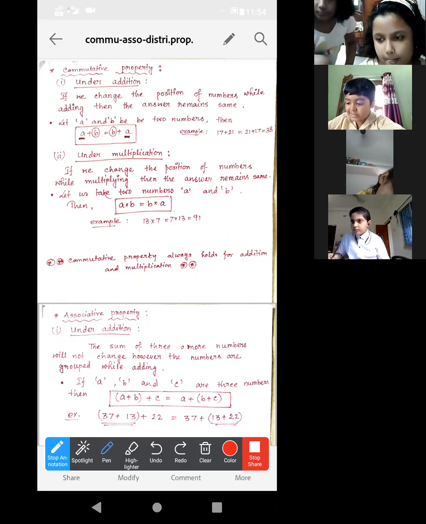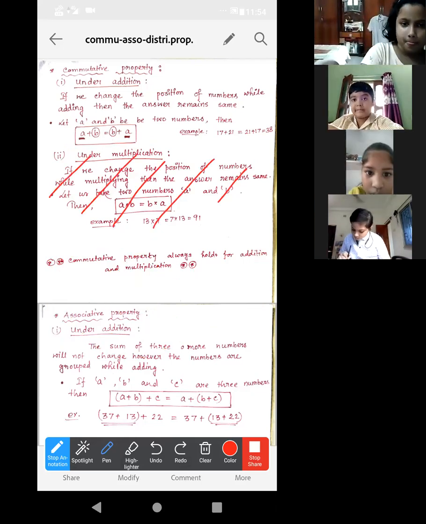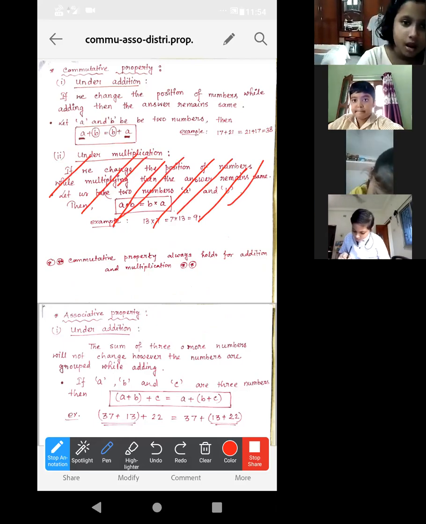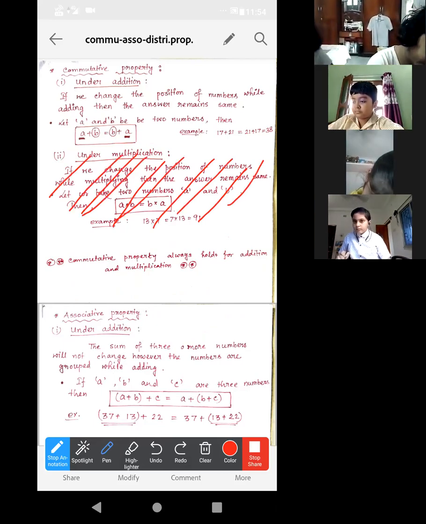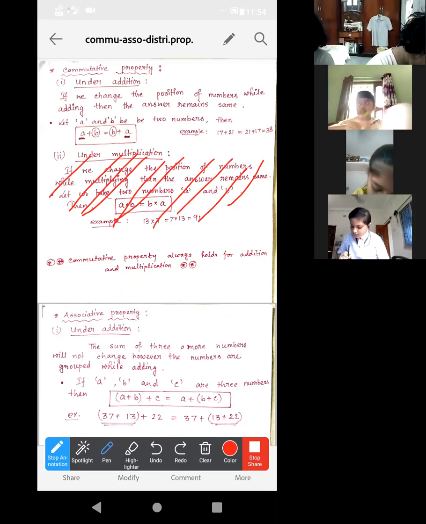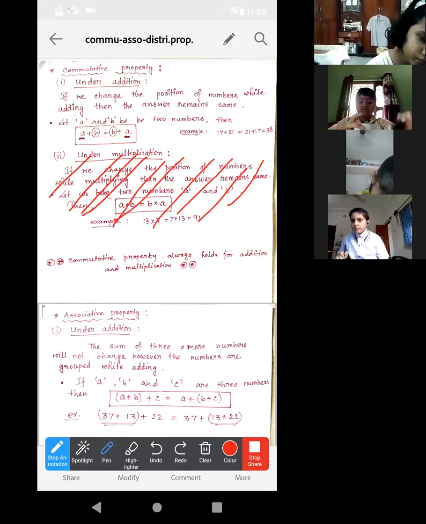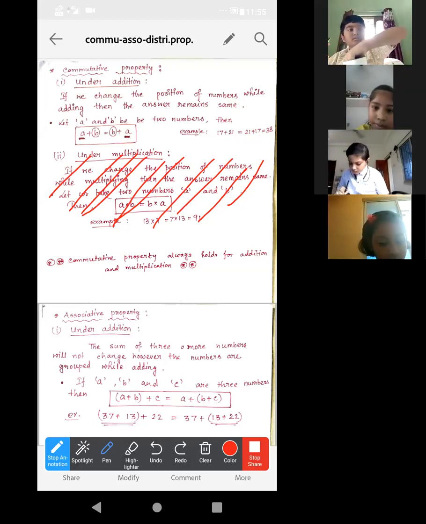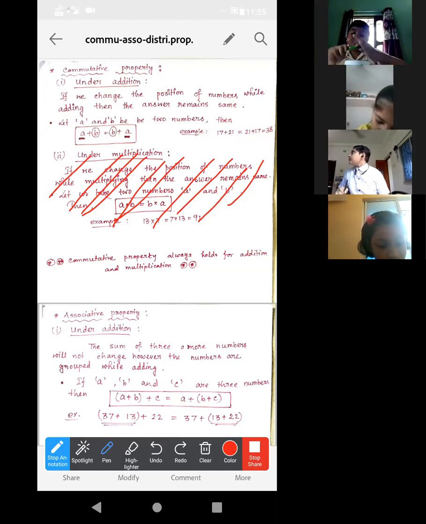Acha, no need to write under the multiplication part. Today, after this property, I'll complete exercise C also, okay? So write a little bit fast. Write a little faster, okay?